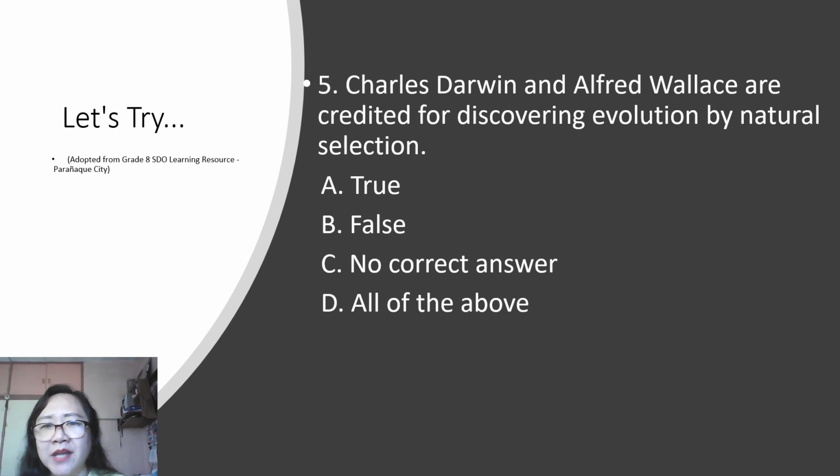Number 5. Charles Darwin and Alfred Wallace are credited for discovering evolution by natural selection. A. True, B. False, C. No correct answer, D. All of the above.